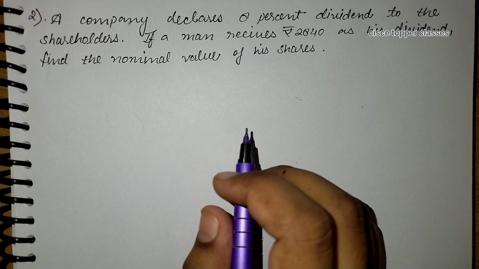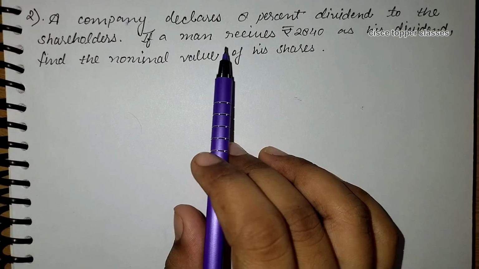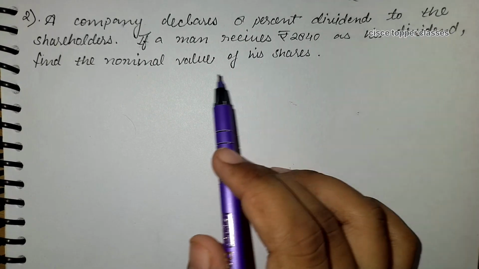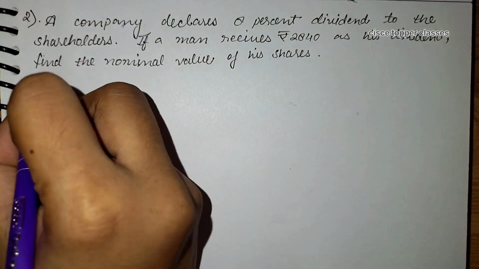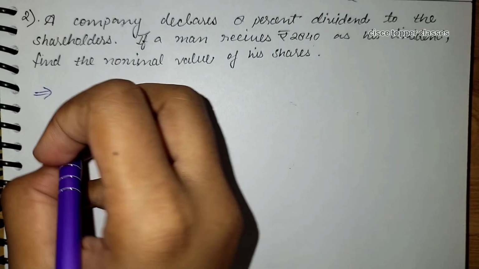Now let us solve question number 2. A company declares 8% dividend to the shareholder. If a man receives 2840 as his dividend, then we have to find the nominal value of his shares. So we know that we find dividend on the nominal value only.